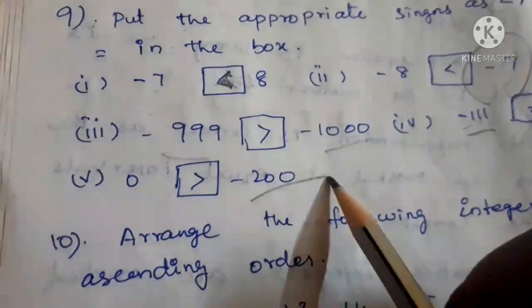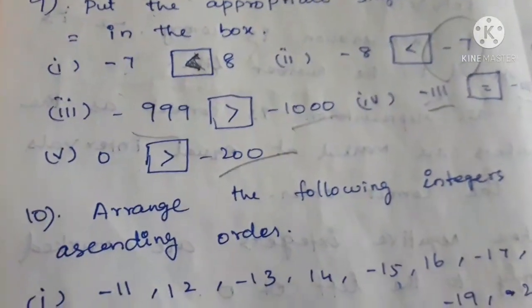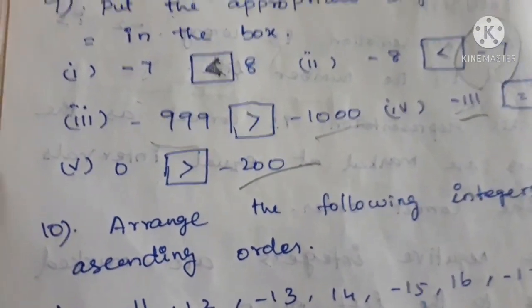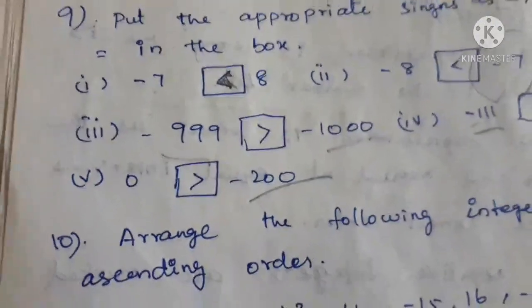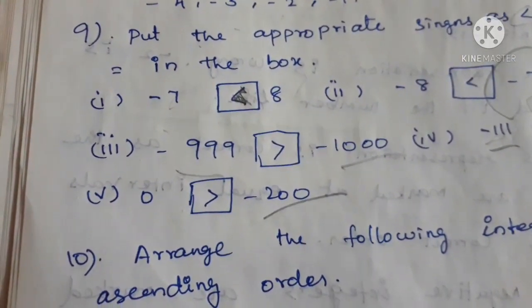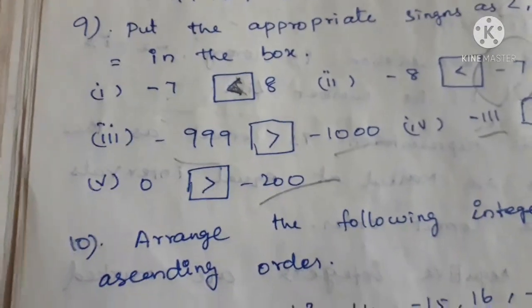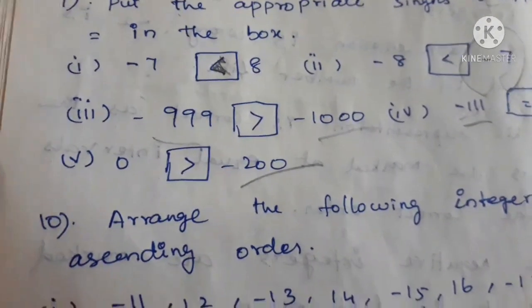0 and minus 200: always the positive numbers as well as 0 are greater than the negative numbers. However big the negative number can be, it is always smaller than 0 and positive numbers.